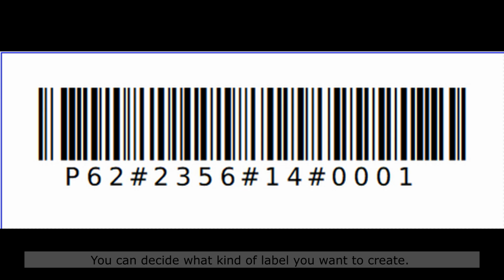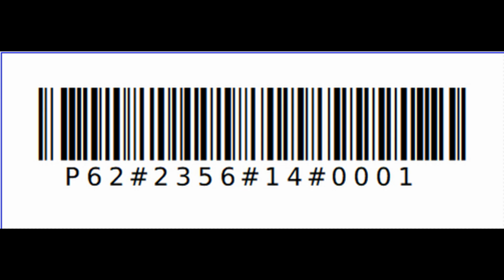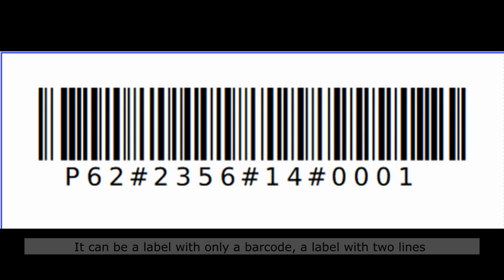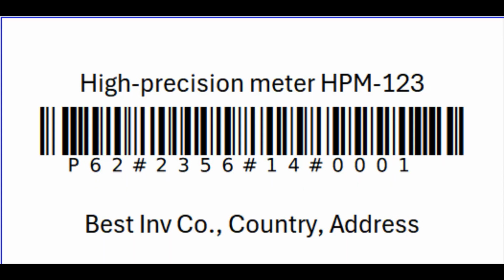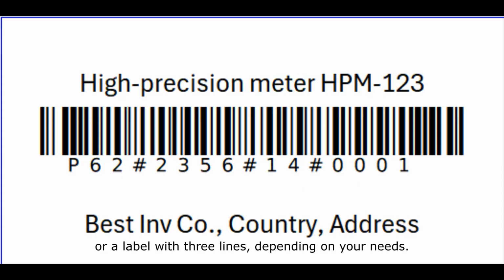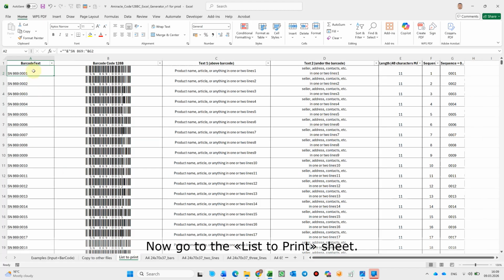You can decide what kind of label you want to create. It can be a label with only a barcode, a label with 2 lines, for example, a barcode and a product description, or a label with 3 lines, depending on your needs. In this example, let's use a 3-line label. Now go to the List to Print sheet.